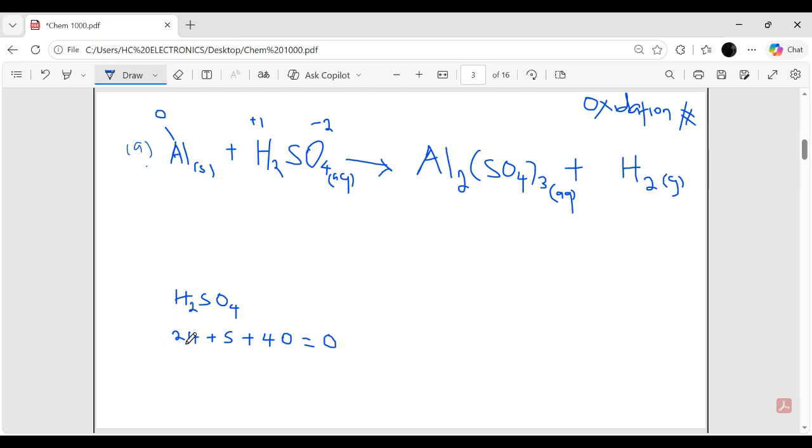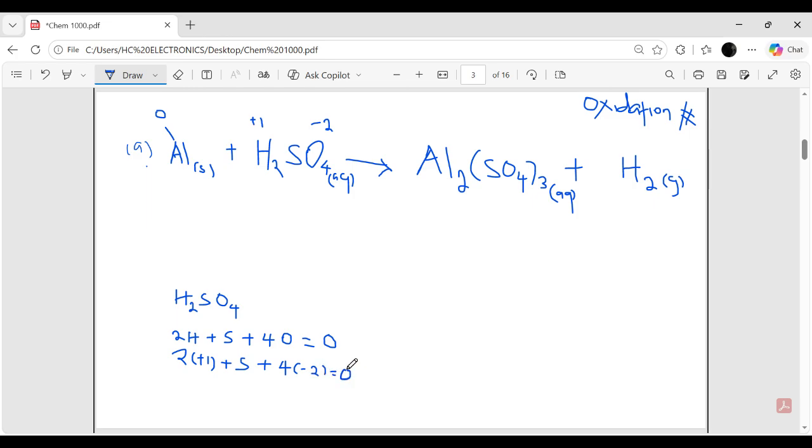Okay, then here where there is hydrogen, you already know the oxidation state of hydrogen. So it's going to be 2 open brackets plus 1. Okay, that's the oxidation state of hydrogen. Then plus sulfur, which is what we are finding for. Then plus 4. For oxygen, we already know that it is negative 2. Then it's going to be equal to 0.